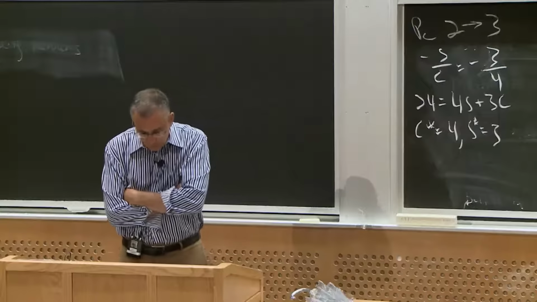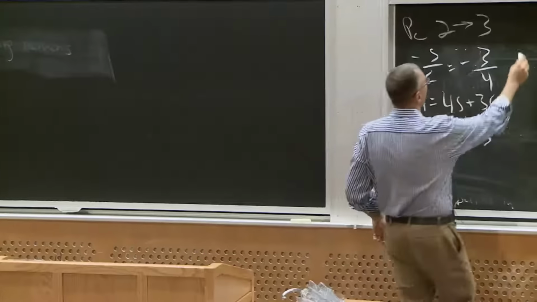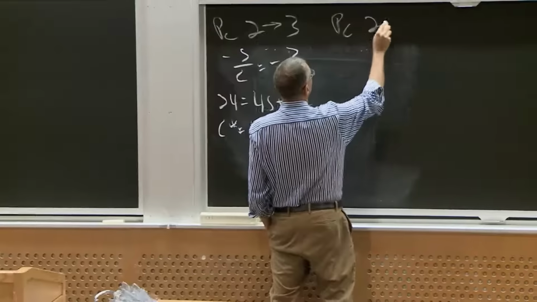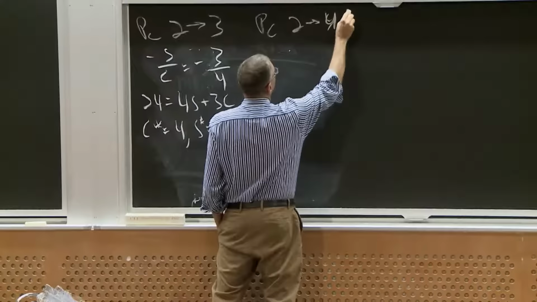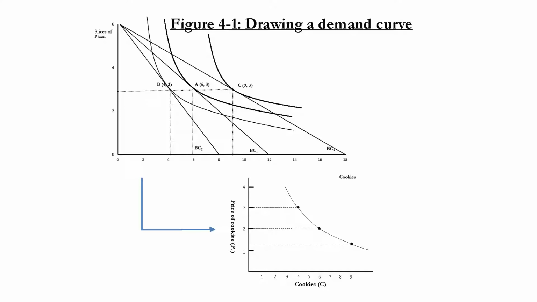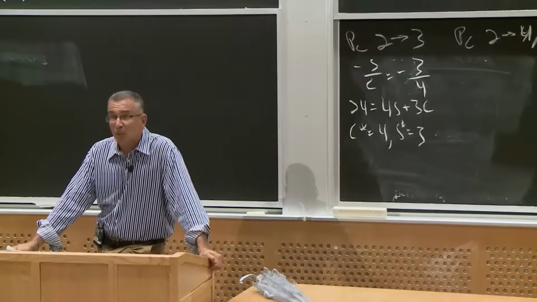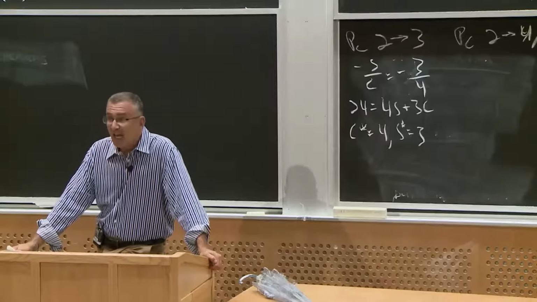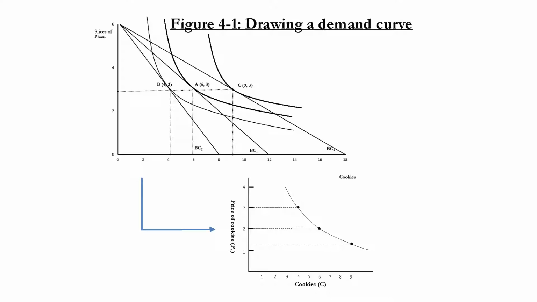Likewise, what if the price of cookies fell to 4/3? What if the price of cookies went from 2 to 4/3? Well, once again, you could do the math, and you'll find that you're going to want 3 slices and 9 cookies. And graphically, you can see that that's an outward shift in the budget constraint to BC3. That's the rightmost budget constraint. Your indifference curve is tangent with that budget constraint at 9 cookies and 3 slices of pizza.